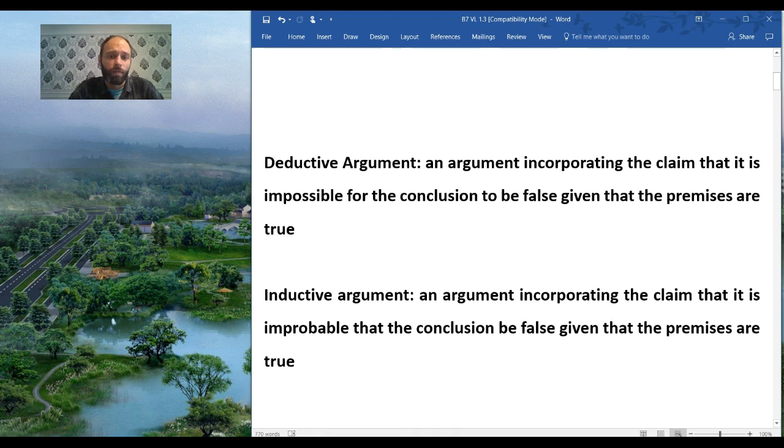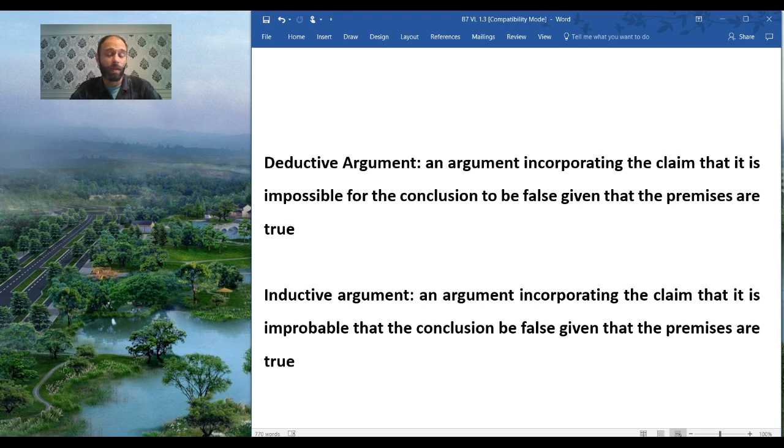So the book gives us this definition for deductive arguments. A deductive argument is an argument incorporating the claim that it is impossible for the conclusion of the argument to be false, given that the premises are true. And an inductive argument, it says, is an argument incorporating the claim that it is improbable that the conclusion be false, given that the premises are true. So note the subtle difference between deductive and inductive arguments. In these definitions, it's just a couple of words, right? Impossible and improbable.